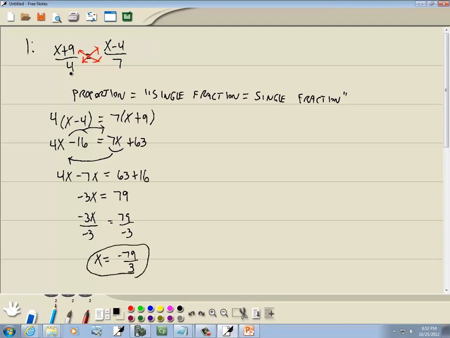Now we would normally check this to make sure it doesn't cause a 0 in the denominator. You should do that anytime you have a rational equation, but there are no x's in the denominator, so there's no way we can get a 0 there. So that'd be your answer.